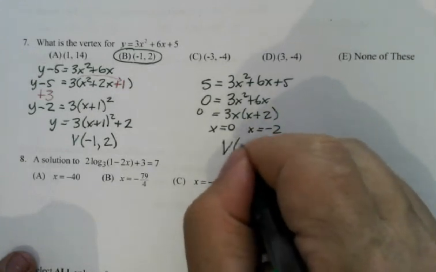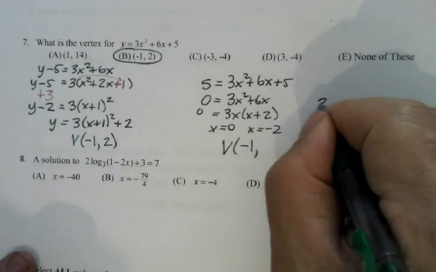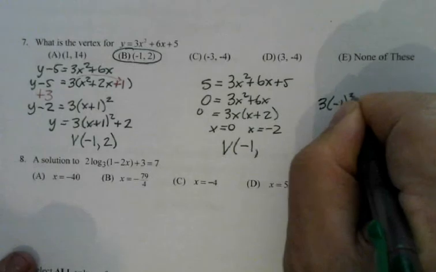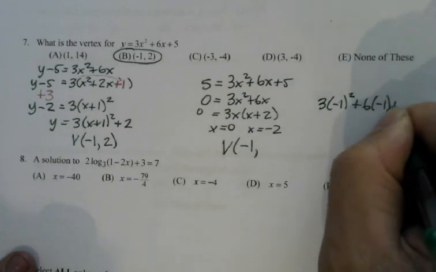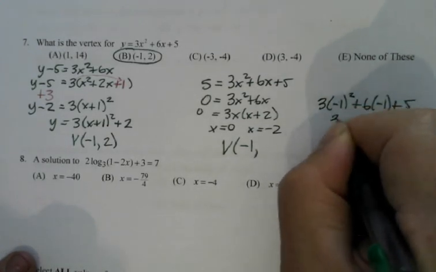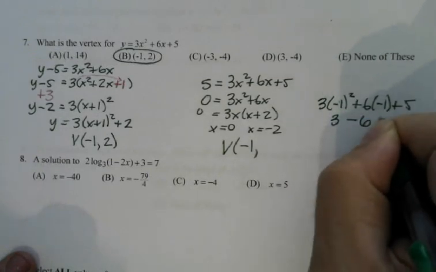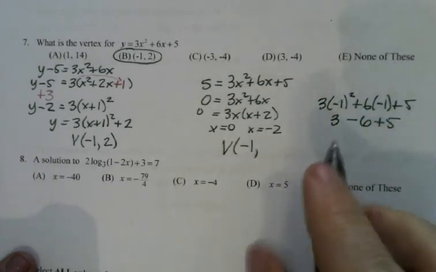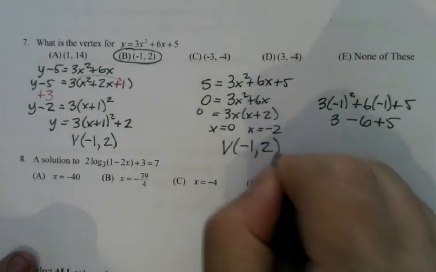Then I'm going to take negative 1 and plug it back into the original equation. So 3 times negative 1 squared plus 6 times negative 1 plus 5. Negative 1 squared is 1 times 3. 6 times negative 1 is negative 6 plus 5. Get negative 3 plus 5 is 2. Got the same answer.